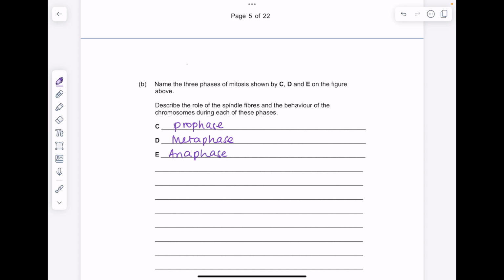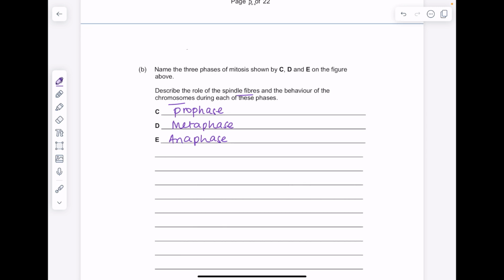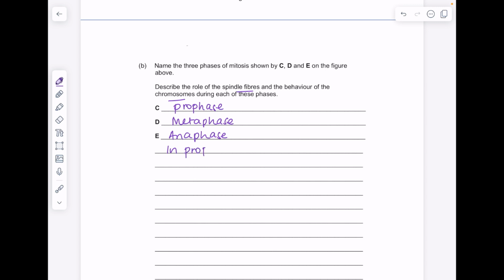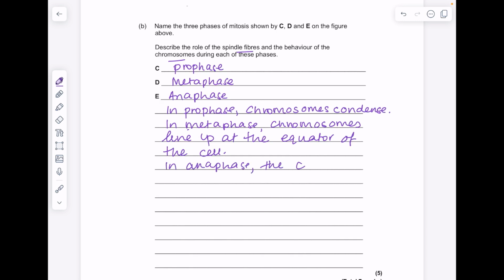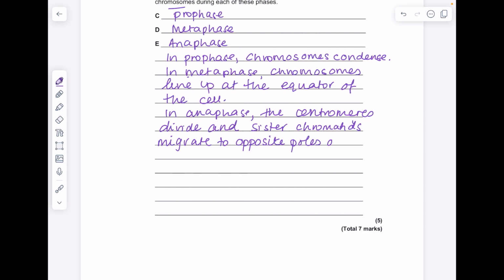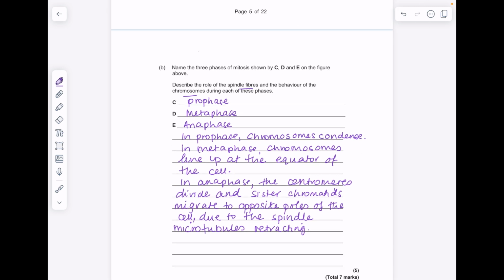And then make sure you're answering the question in terms of what's happening to the spindle fibres and the behaviour of the chromosomes. So we've kind of dealt with that graph. We just need to list exactly what happens in each of the stages. So in prophase, as we've said, the chromosomes condense and become more visible. In metaphase, chromosomes line up at the equator of the cell. In anaphase, the centromeres divide and sister chromatids migrate to opposite poles of the cell. And then, because it mentions the spindle fibres, we're going to say due to the spindle microtubules retracting. So that's a nice full answer in order to get those 5 marks.